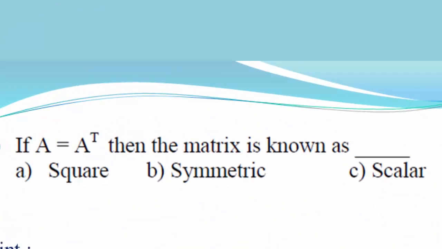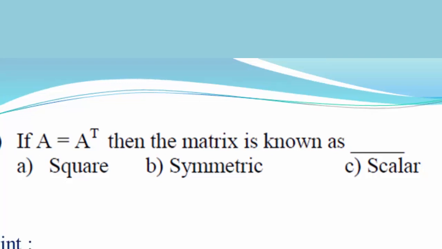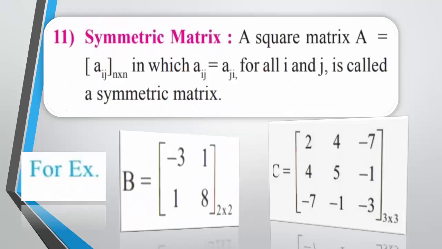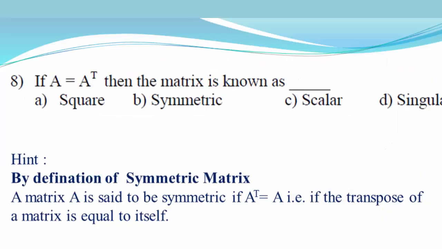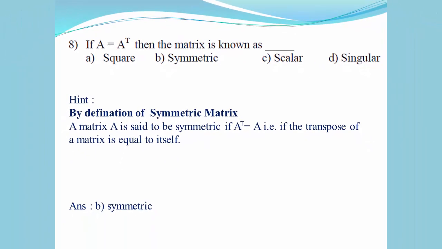Question number 8. If A is A transpose, then the matrix is known as dash. Dear students, by the definition of a symmetric matrix, a matrix is known as symmetric if Aij is equal to Aji for all i, j. Therefore, a matrix A is said to be symmetric if A transpose is equal to A, that is, the transpose of the matrix is equal to itself. Therefore, the right option is B, symmetric.